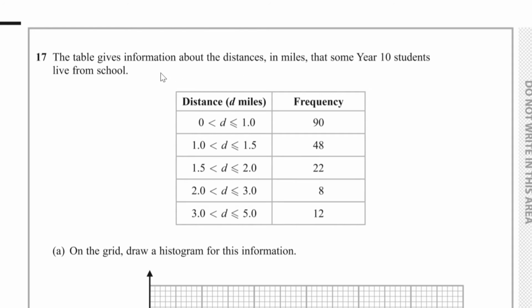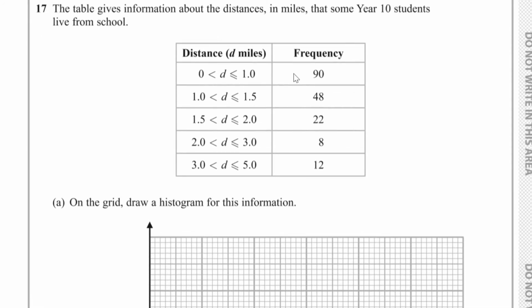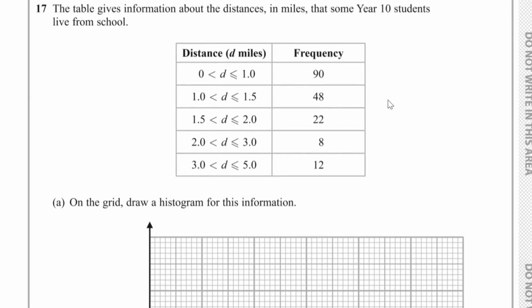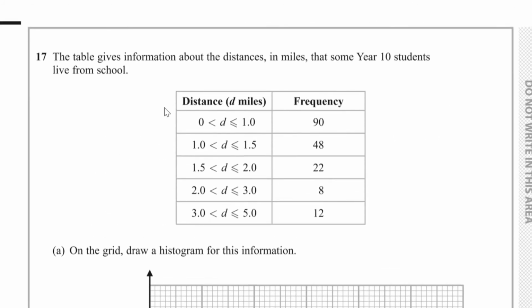Question number 17. The table gives information about the distances in miles that some Year 10 students live from school. And we've got the distance and the frequency, and for part A we have to draw a histogram for this information. Before we do anything else, we can find out the class width of each of these intervals. Here we've got 1.0, here we've got 0.5, here we've got 0.5, here we've got 1.0, and here we've got 2.0.